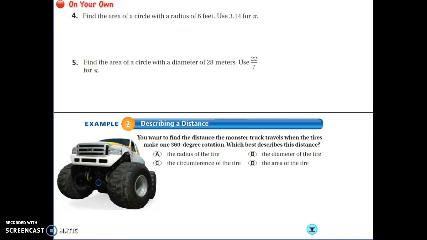I'd like for you to go ahead and pause the video to do on your own's number 4 and 5. It may help you to draw a circle with the radius of 6 feet for number 4 and with a diameter of 28 meters for number 5. Go ahead and pause the video now to do these two on your own.